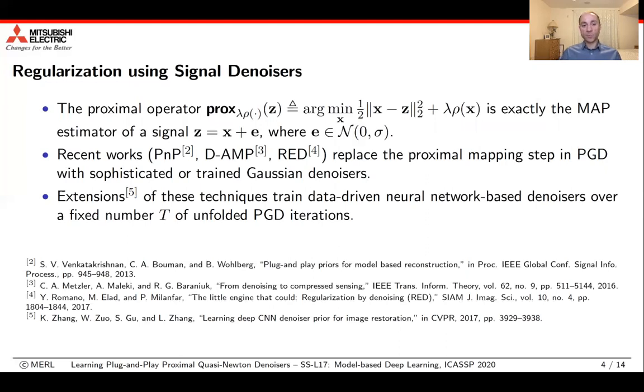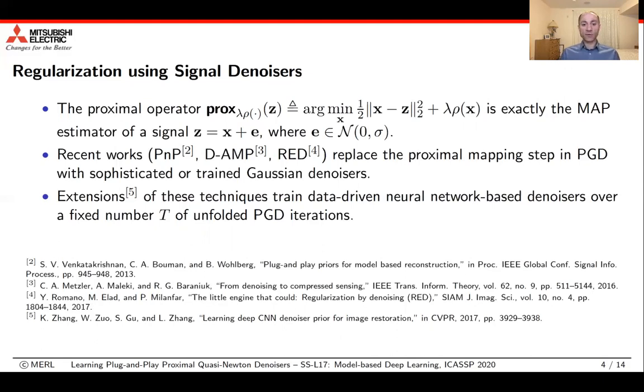So that has led people, not too far in the past, to propose works or algorithms that replace the proximal mapping with sophisticated or data-driven trained Gaussian denoisers. And among those works, I would mention the plug-and-play priors, the denoising approximate message passing, and the regularization by denoising. So PnP, DAMP, and RED.